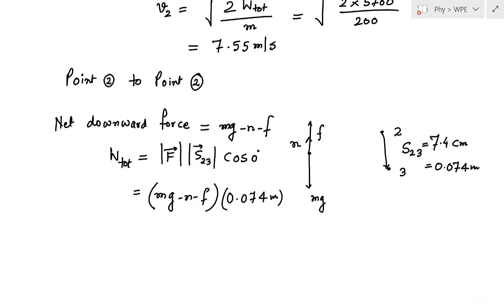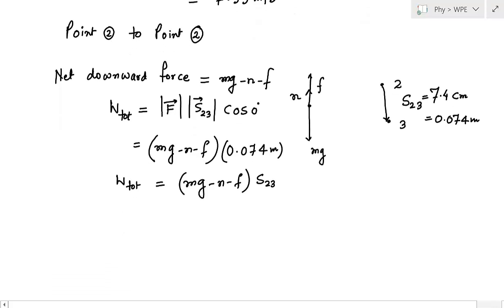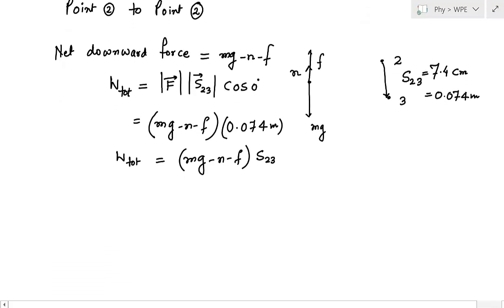So this is the total amount of work. We will plug all this value in the end. So this is Mg minus N minus F, and this is S23, that is 0.074. Now apply the work energy theorem. So what is the work energy theorem? Total work done is nothing but change in kinetic energy.